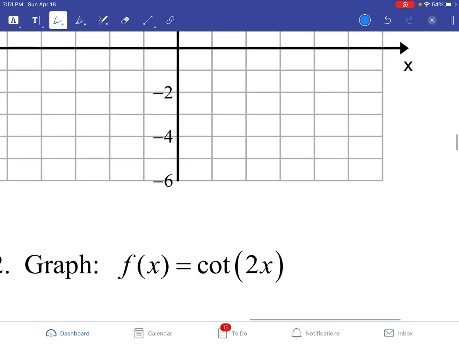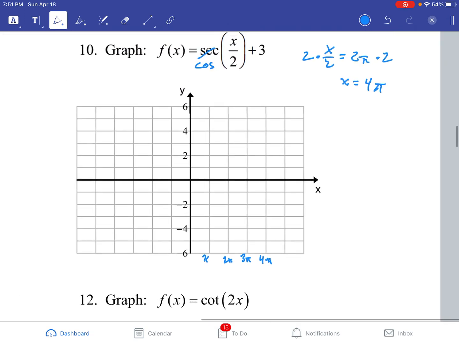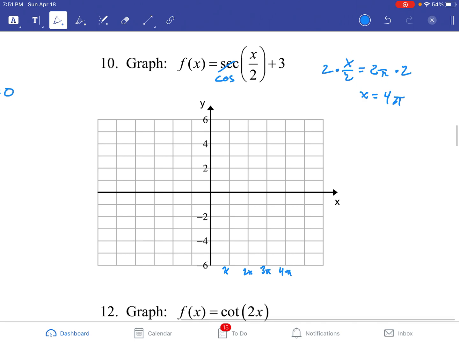Go back down to our intervals. So we have 4 pi. Half of 4 is 2. Half of 2 is 1. 3 times 1 is 3. All right. There is no horizontal shift because nothing is being added or subtracted on the inside of the parentheses.